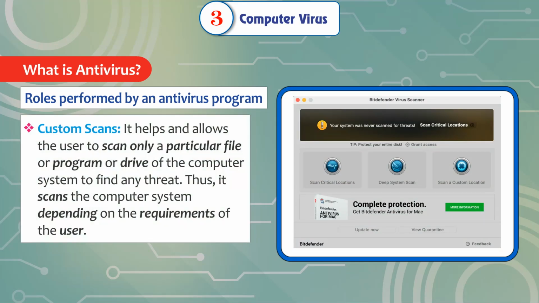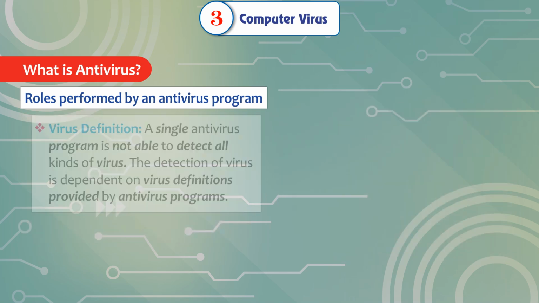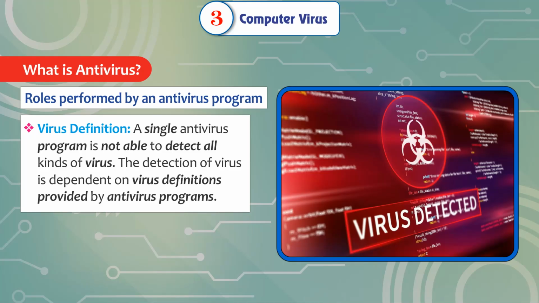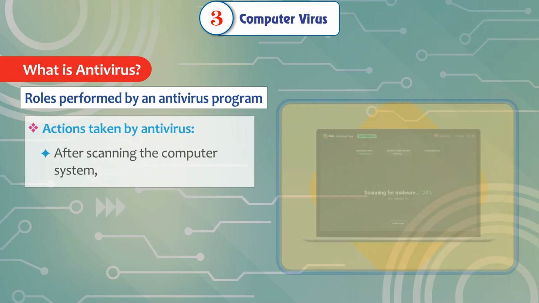Custom scans. It allows the user to scan only a particular file, program, or drive of the computer system to find any threat. Thus, it scans the computer system depending on the requirements of the user. Virus definition. A single antivirus program is not able to detect all kinds of viruses. The detection of virus is dependent on virus definitions provided by antivirus programs.